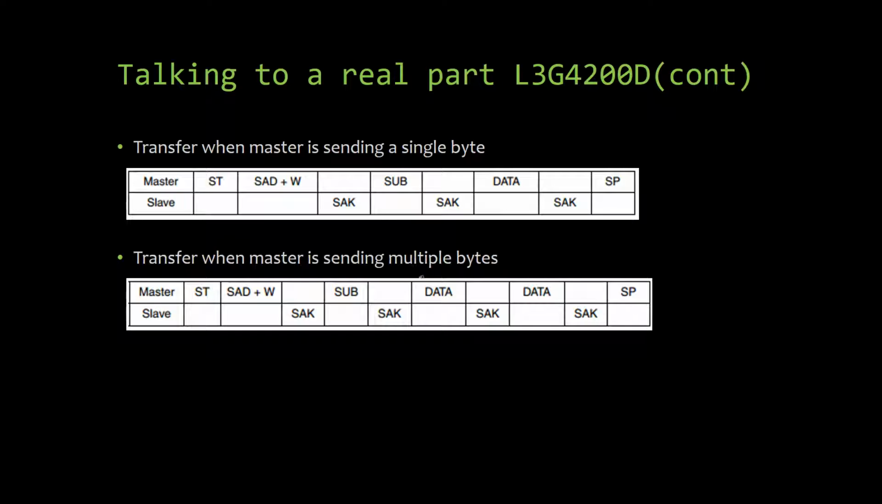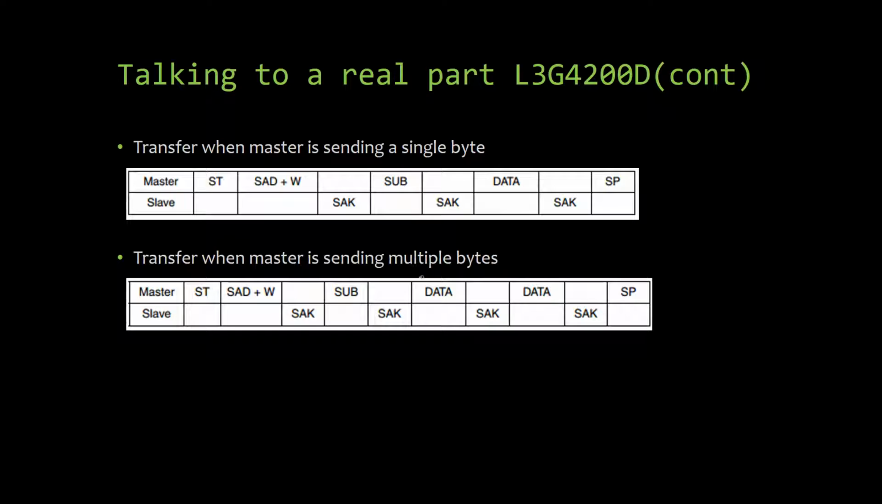Let's quickly review the steps the master takes to send single and multiple bytes to the slave. In the first one, let's look at the single byte transfer. The master sends an ST, which is a start, followed by the slave address plus a write. Remember, this is 105 in our case. The slave will acknowledge. The master will then send the sub address or register he's interested in. The slave will then acknowledge that, followed by the data from the master. The slave will ACK that, followed by stop.